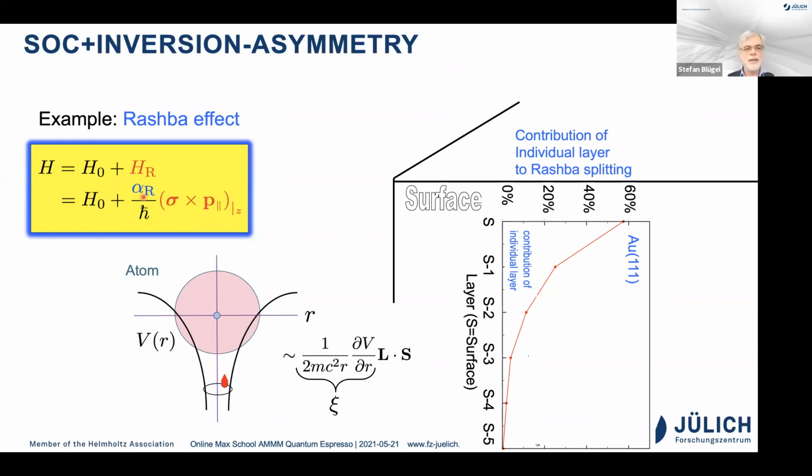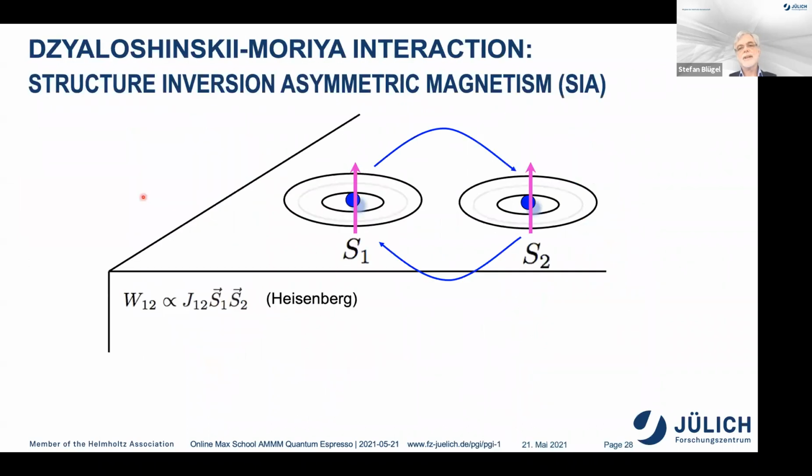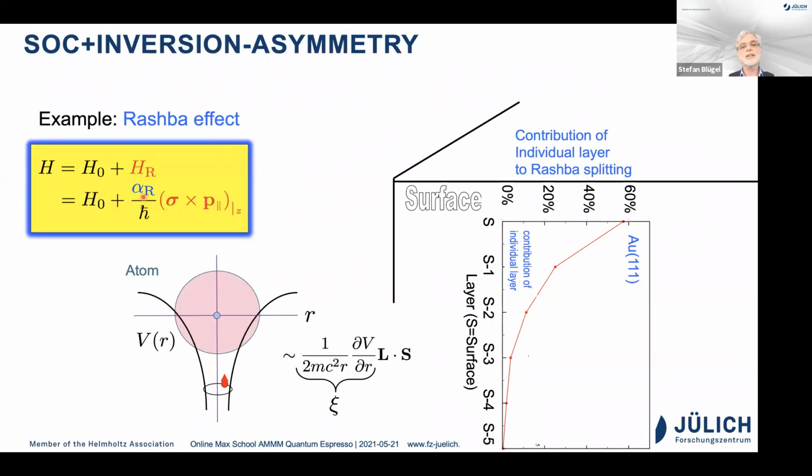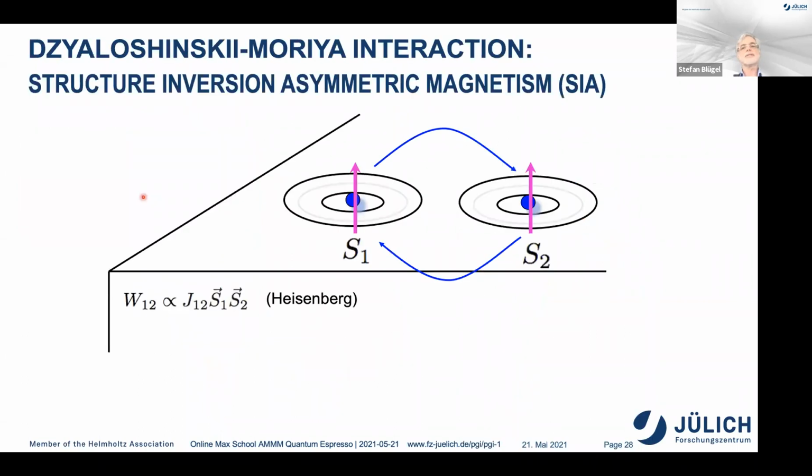So why am I telling you all this on the Rashba effect? Because it has a strong implication for magnetic interactions. And this I would like to discuss with you now. This is the Dzyaloshinskii-Moriya interaction. The Dzyaloshinskii-Moriya interaction I would like to discuss now.